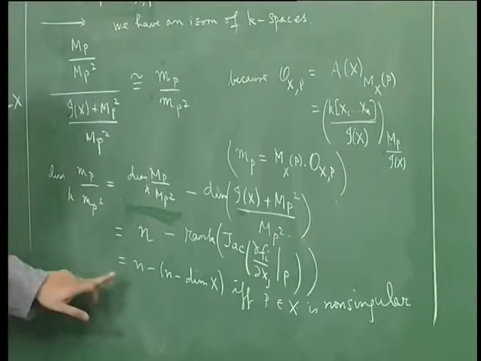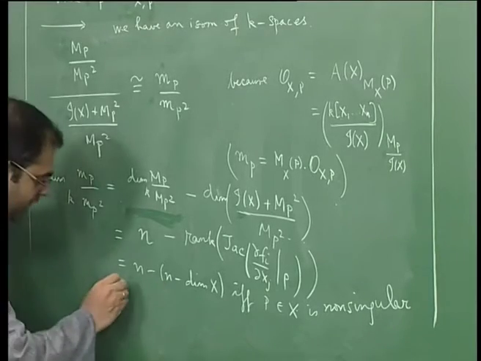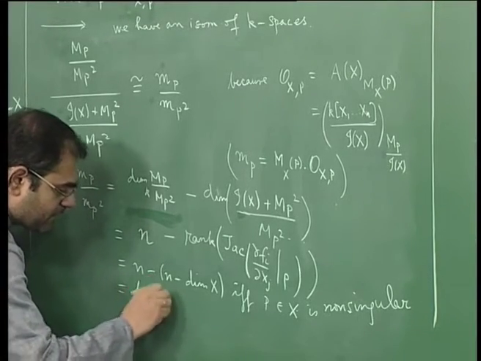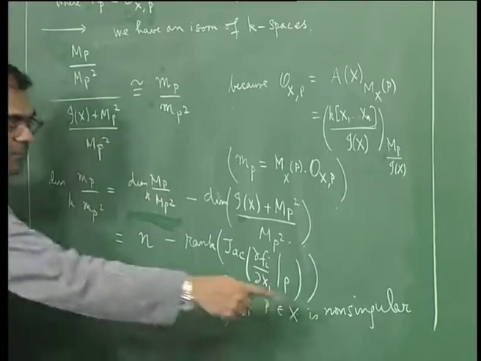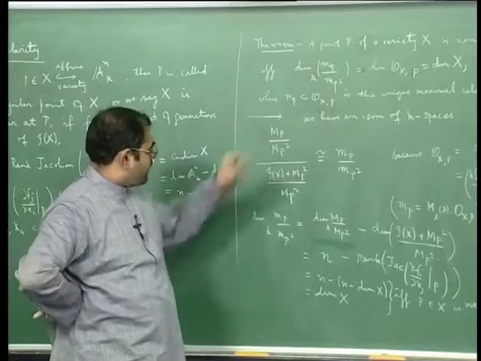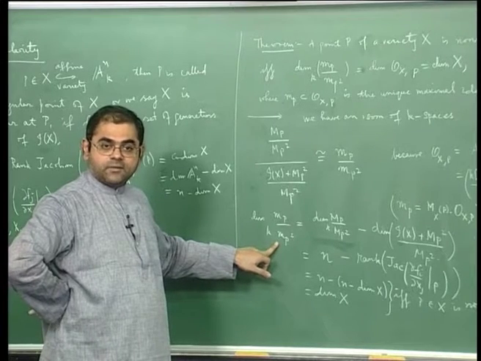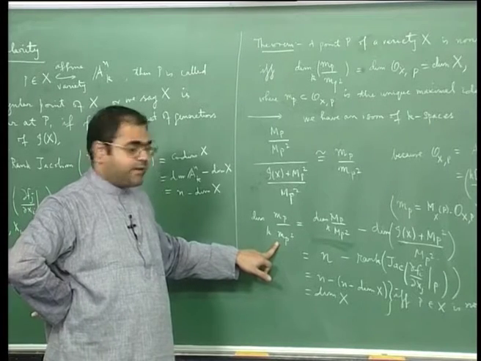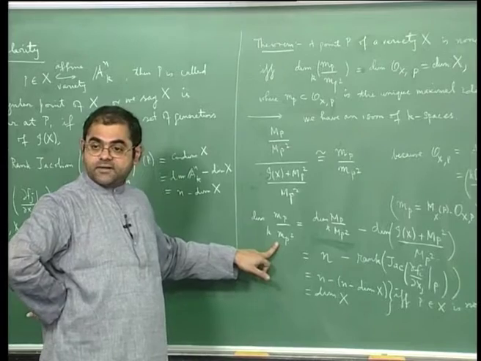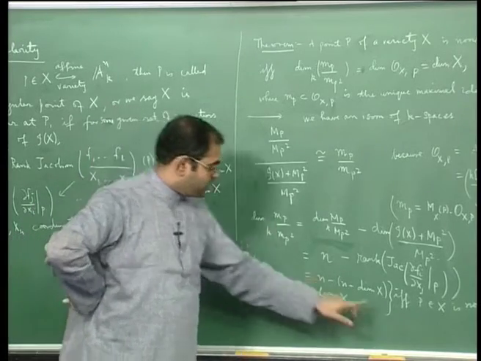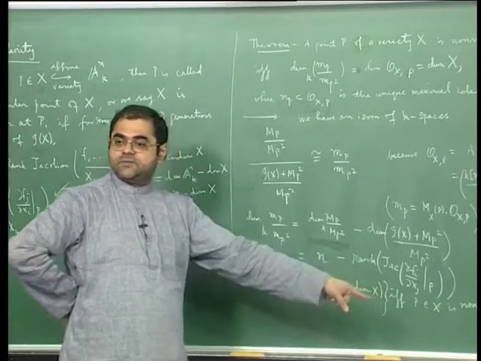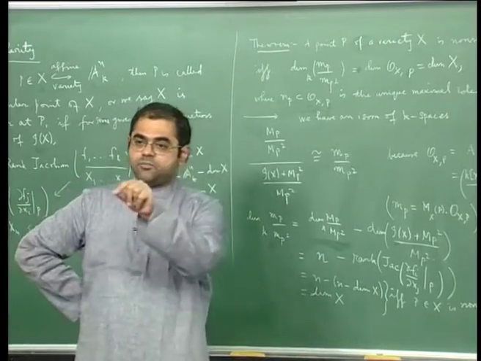So this is equal to n minus dimension of x, which is equal to dimension of x if and only if the point P is non-singular. So that proves the theorem. So what you have proved is that the dimension of mp mod mp squared, where mp is the unique maximal ideal in the local ring corresponding to the point P on the variety x, is equal to the dimension of x if and only if the point P is a smooth point, okay.